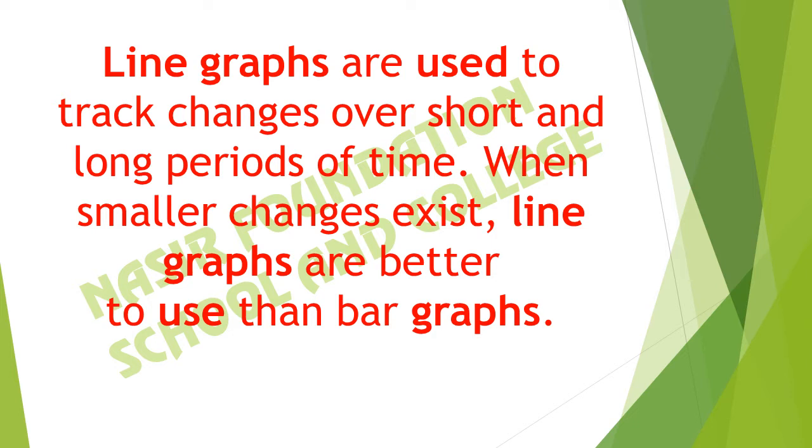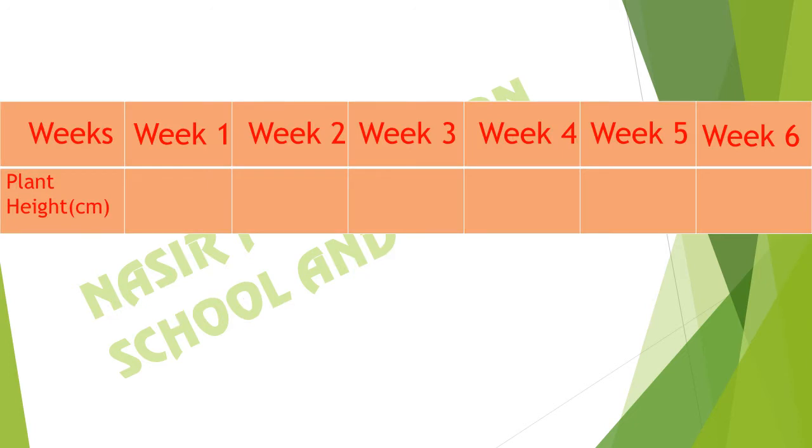When smaller changes exist, line graphs are better to use than bar graphs. I repeat, when smaller changes exist, we use line graphs instead of bar graphs. Here a chart has been shown where the data is given of planted trees. We have to see how much there is an increase in the plant's height.